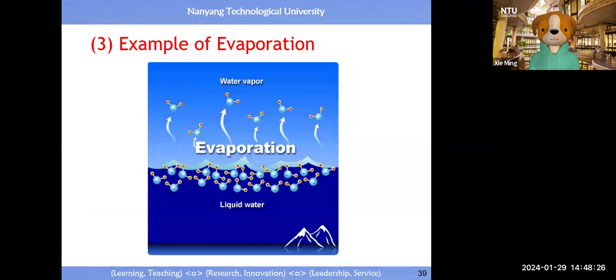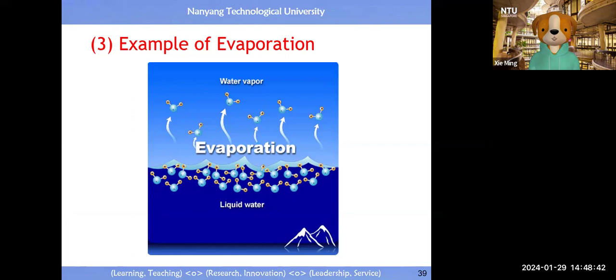Okay. Evaporation, this is a phenomenon in Singapore. You see how come we are in a place so humid, and the reason is because of high temperature, and we are surrounded by sea water.